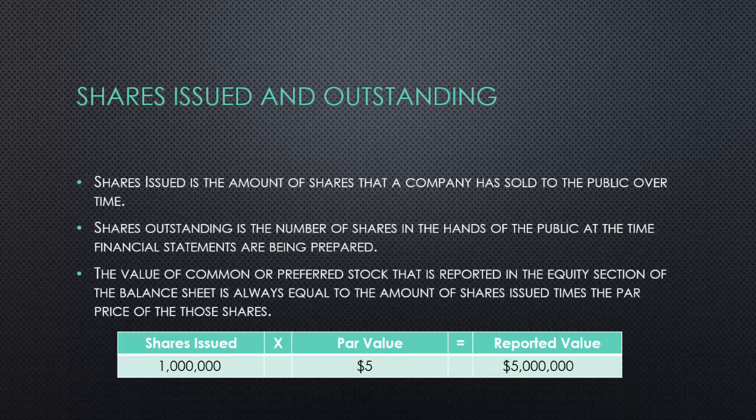And because this is a simple linear equation, if you have any two of the variables, you can always solve for the third. If we knew we had a reported value of, say, $5 million and 1,000,000 shares issued, well, you would take that $5 million reported value, divide it by the number of shares issued, and you would arrive at that same $5 par value.